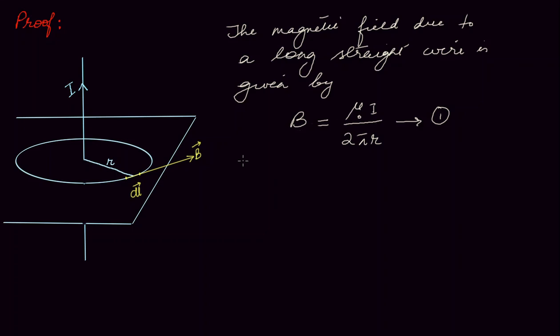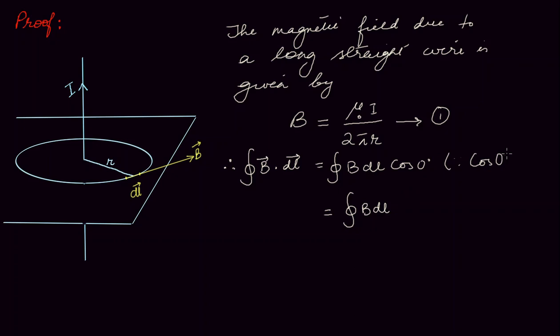Alright, so therefore let us perform this integration. Integration B dot dl. B dot dl will be integration B dot dl. Let us apply the dot product. That will be B dl cos of the angle between B and dl. And like I told you before, dl and B are making an angle of 0 degrees. So that will be integration of B dl. Why? Since cos of 0 degrees is 1.